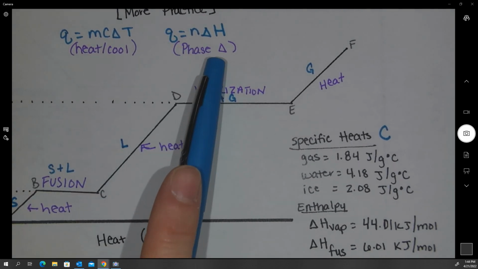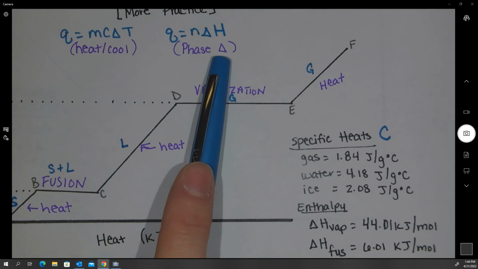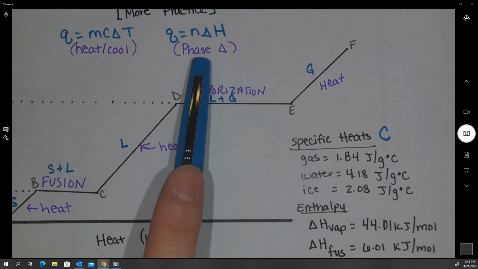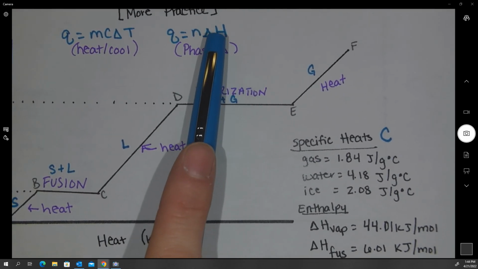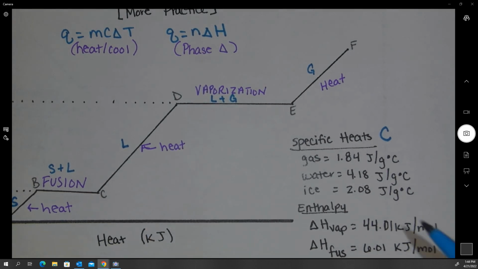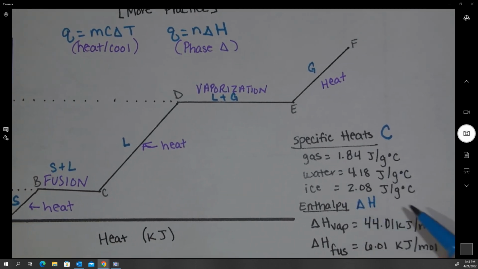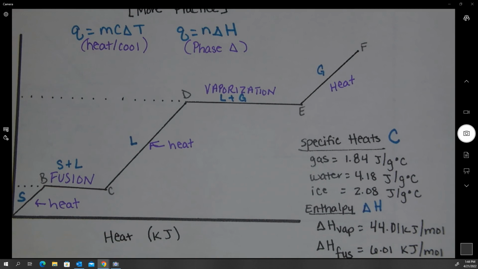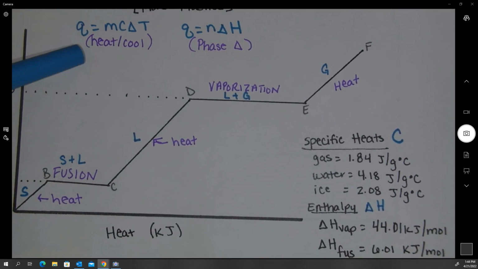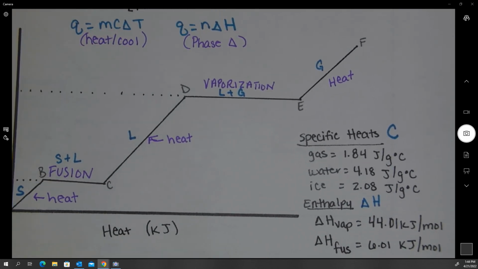Phase change, the symbol for change is a triangle. So it's a good way to remember if you're going through a phase change, we're getting a change in enthalpy, okay? So enthalpy is that delta H. So we use that delta H for phase changes. So this is for heating and cooling, and this is for a phase change.